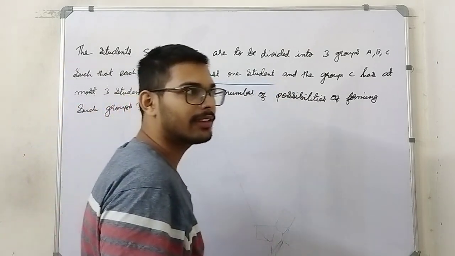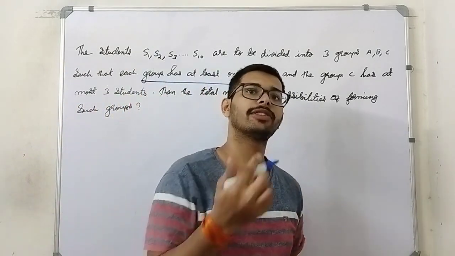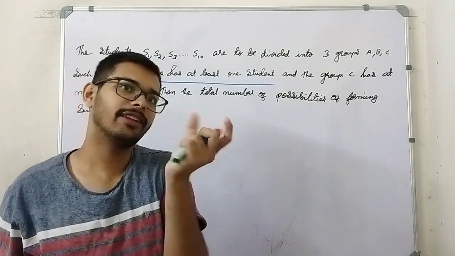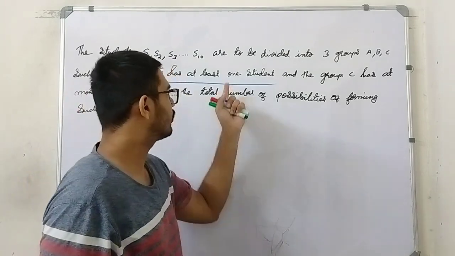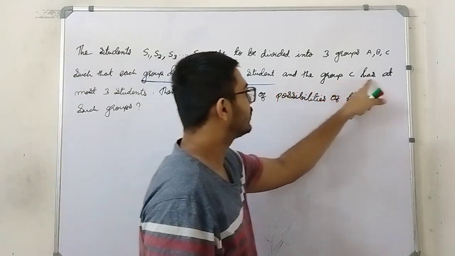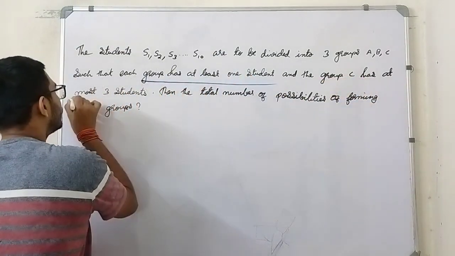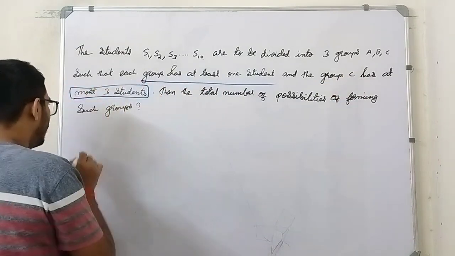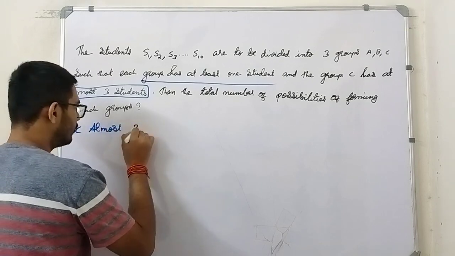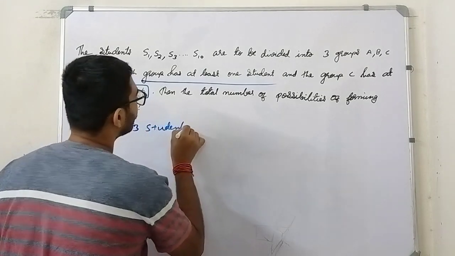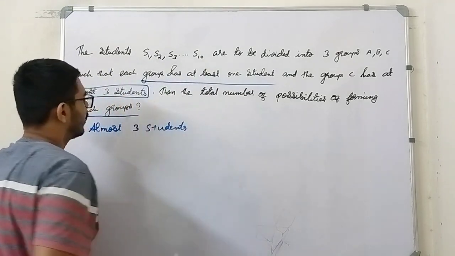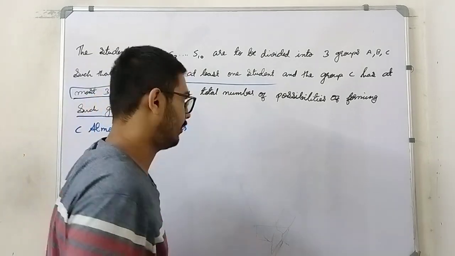If one group is empty, which means we are only forming two groups. There is no group C if A and B are filled with the total 10 students, which means no group should be empty, and the group C has at most 3 students. The condition is C should have at most 3 students. Then we need to find the total possibilities of forming such groups.